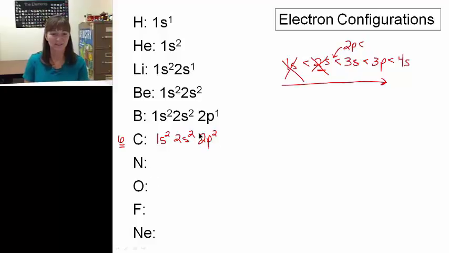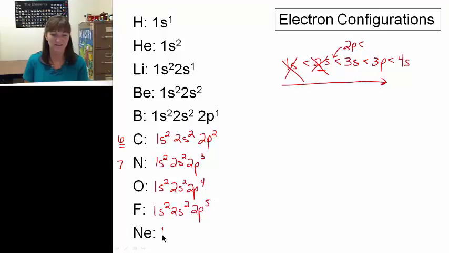All right, nitrogen has 7 electrons, so it's going to look very similar to this, except instead of having 2 electrons in the p's, it's going to have 3. Oxygen is going to have 4 in the 2p's. And fluorine will have 5. And neon has 6. Now, neon's full, so if we move to the next element on the periodic table, after the 2p's is the 3s. So 3s would come next if we needed more electrons to put on.